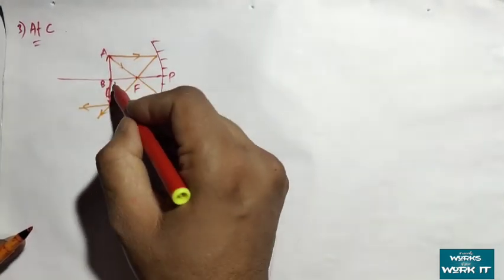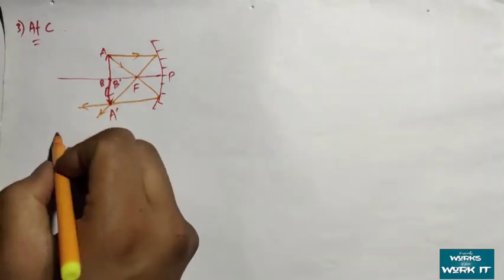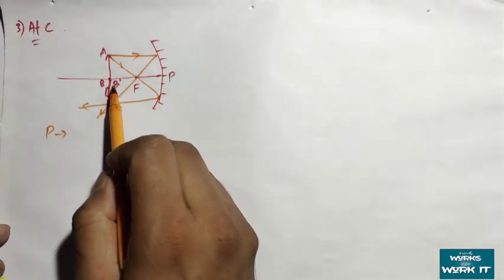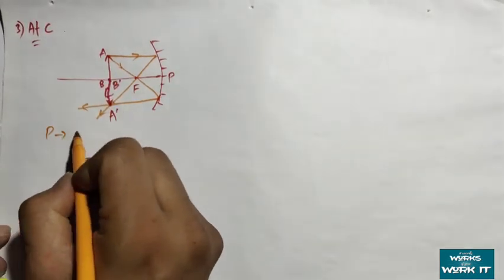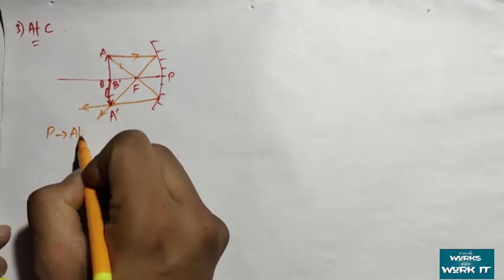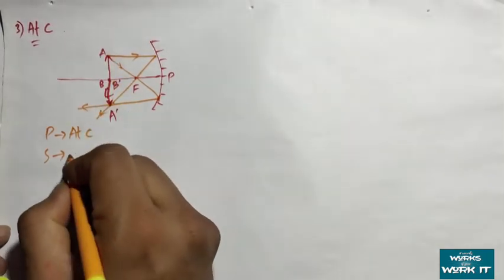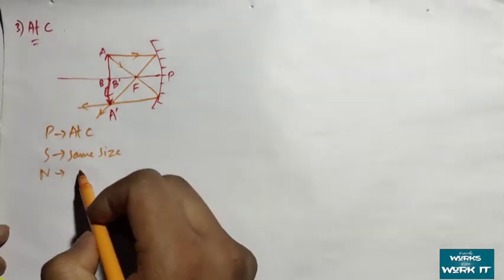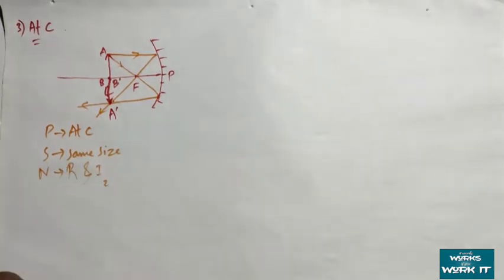So where is the image? Image position is at F. Oh, sorry, at C. If you see in the diagram, where is the position of the image? It is the same as the object. Okay, so the image is at C. If you see the size of the image, it is the same as the object, so it will be the same size. Okay, next the nature of the image: it will be again real and inverted. I have written it in short form already.